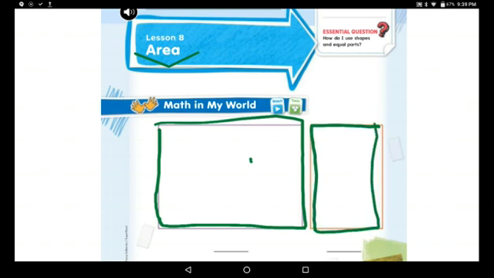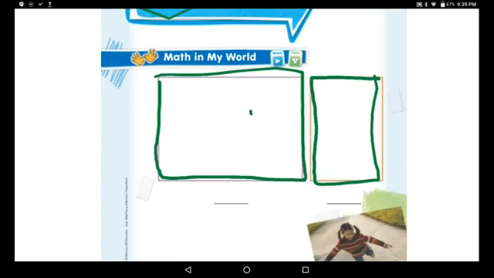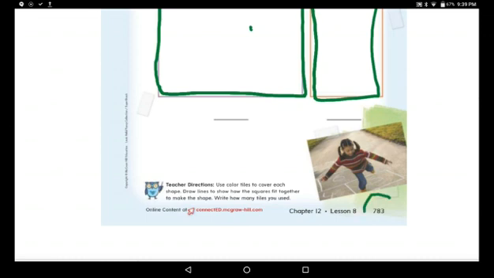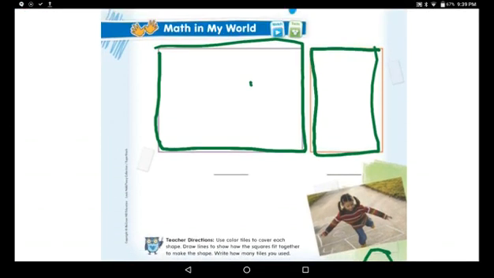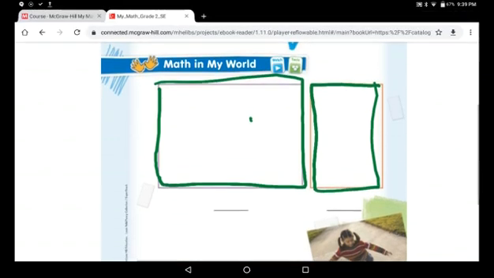In these two areas, I want you first to open page 783 and prepare color tiles. With these color tiles, you need to cover each shape, and then draw lines to show how the squares fit together. Then write how many tiles you used. What do I mean by that?